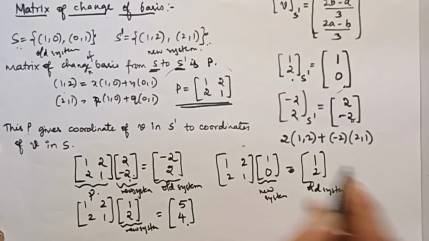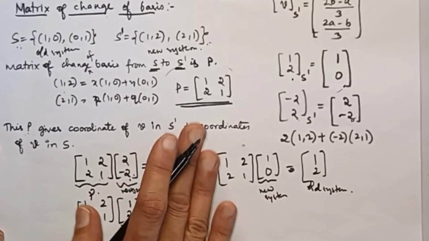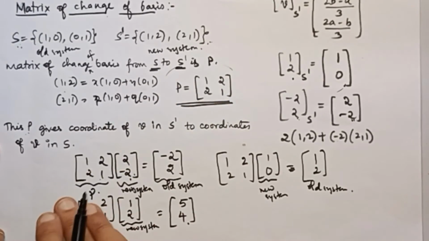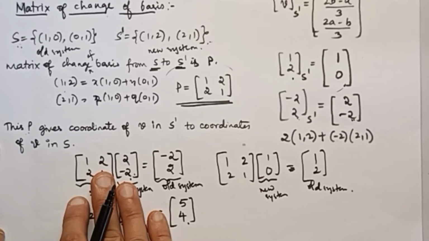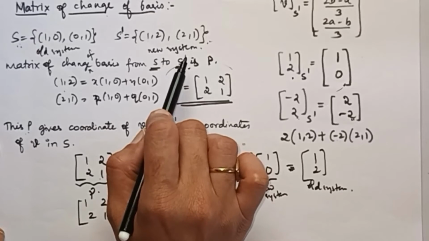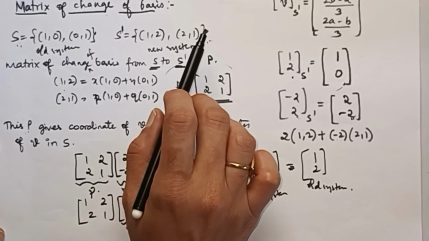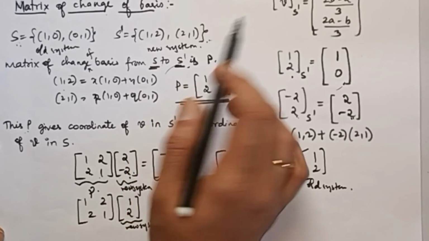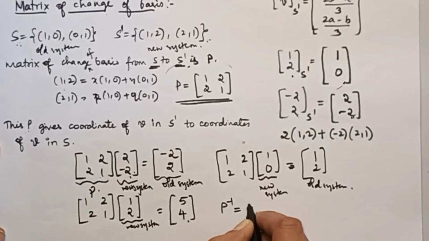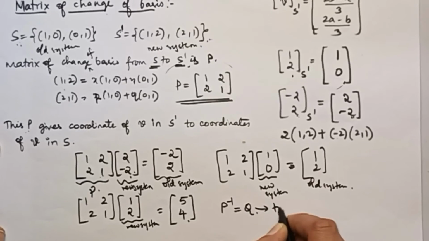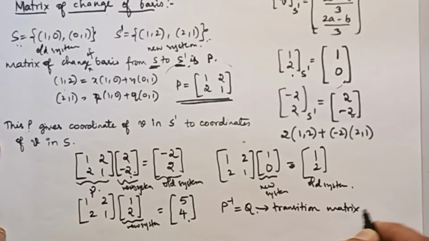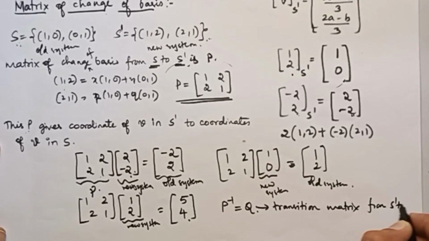So the matrix of change of basis gives you the coordinates of a vector in S dash to coordinates of a vector in S. It is a matrix of change of basis from S to S dash, but it gives you coordinate vectors of a vector in S dash to a vector in S. Now P inverse, which is nothing but Q, is called the transition matrix.